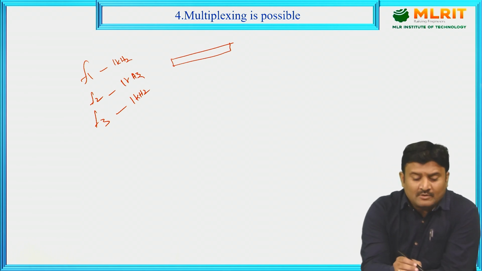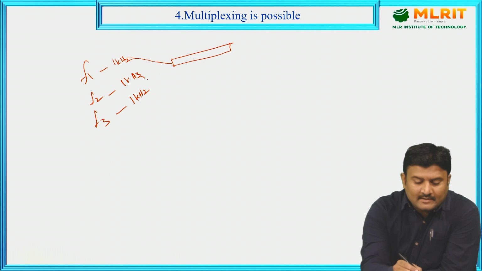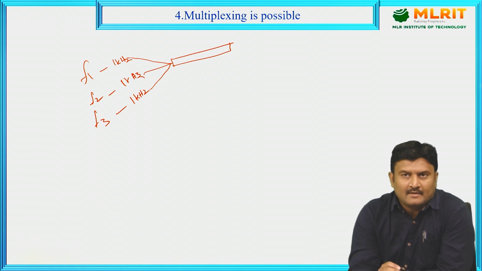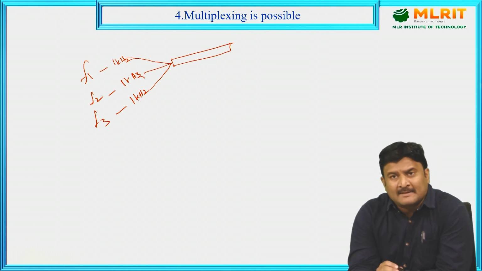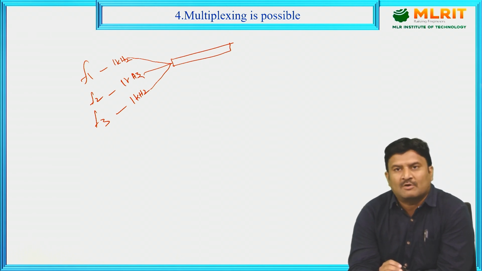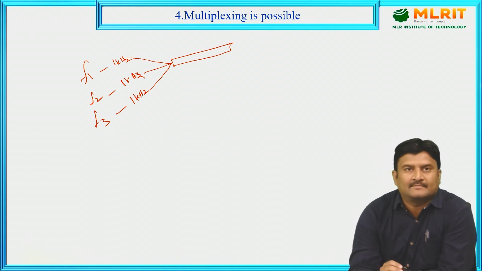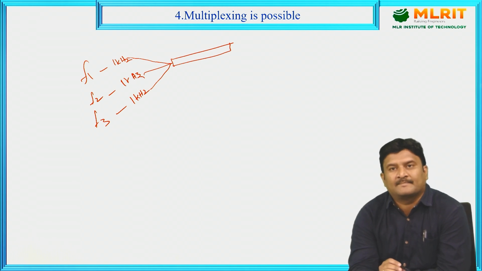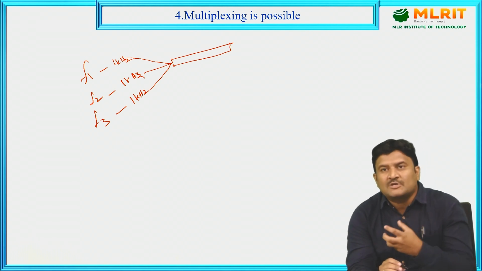Then observe, a 1 kHz signal is given here, a 1 kHz signal also is given here, and this 1 kHz signal also is given here. Then tell me, it is passing through a single channel, but interference happens, overlapping happens. To avoid that, modulation is needed. It is possible with the help of multiplexing. In multiplexing also the modulation is helpful.